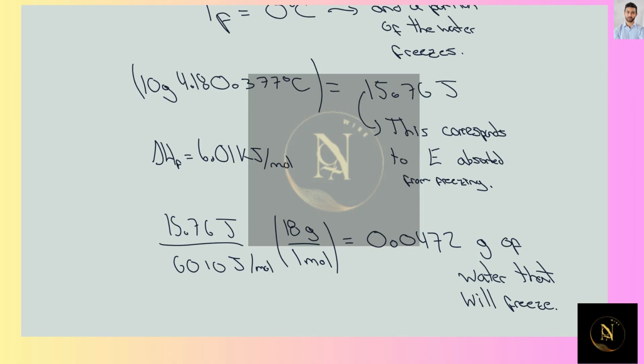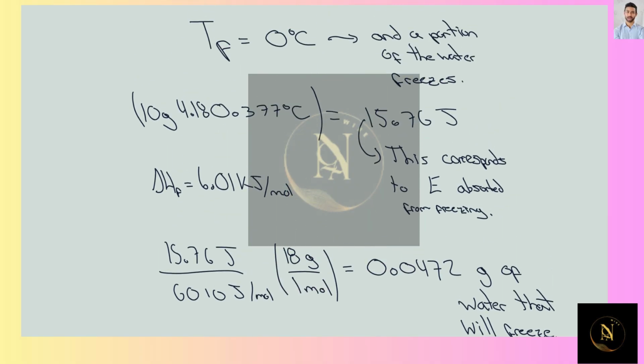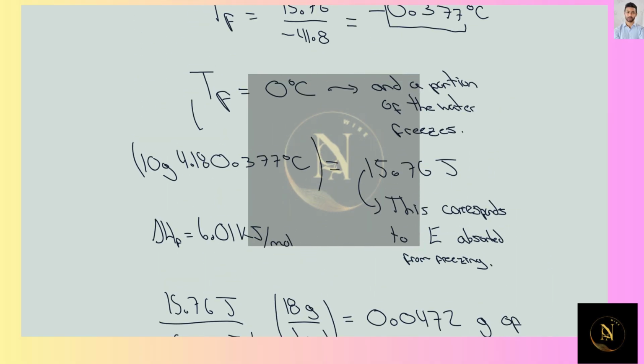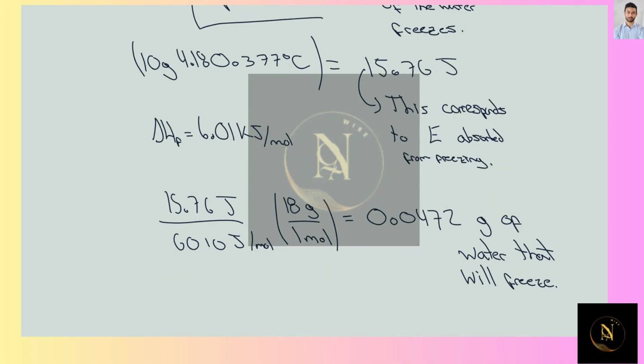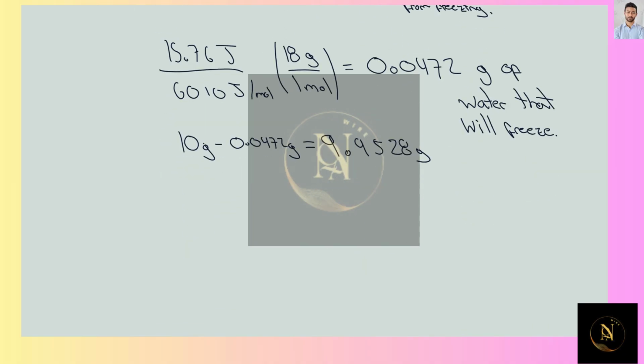And at the end, we're going to have a mixture, at 0 degrees Celsius, of water and a very small amount of ice. And with that, the problem is solved. Now, if you want to know how much of the water remains, simply you can subtract 10 grams minus the value that we just found. You're going to have that we get 9.9528 grams.